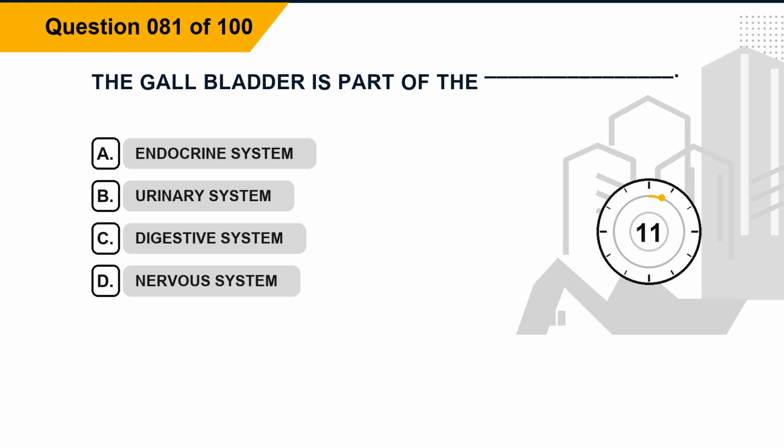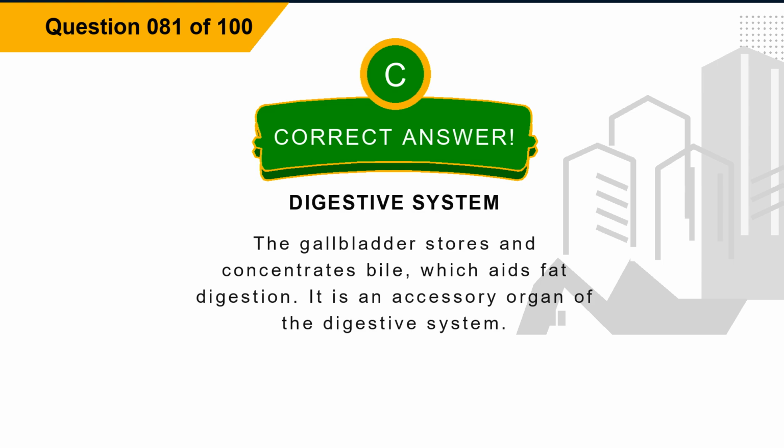Question 81. The gallbladder is part of the blank. Option A, endocrine system. Option B, urinary system. Option C, digestive system. Option D, nervous system. The correct answer is option C, digestive system. Explanation. The gallbladder stores and concentrates bile, which aids fat digestion. It is an accessory organ of the digestive system.